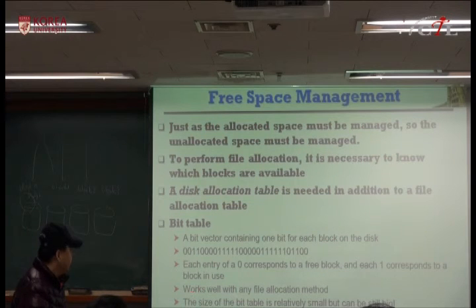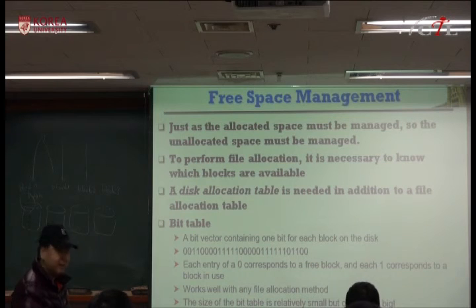It works well with any file allocation method, and the size of the bit table is relatively small because you need a single bit for each block. But it can still be huge. For example, if you have a 16 gigabyte disk with 512 byte blocks, it requires a 4 megabyte bit table, which requires 8,000 disk blocks. So still very big.